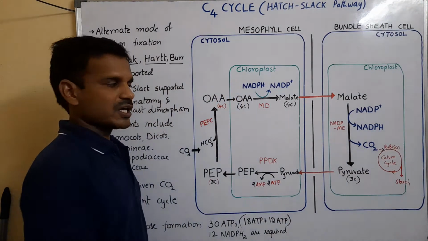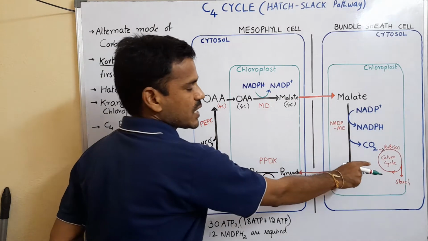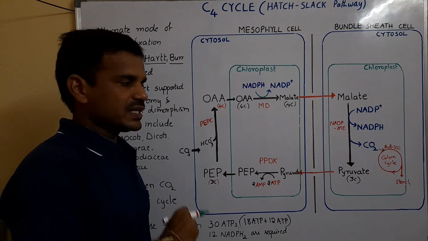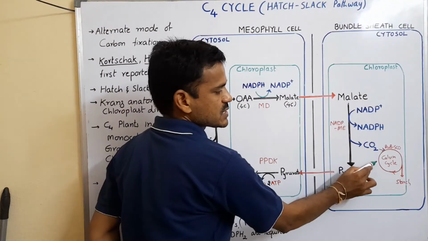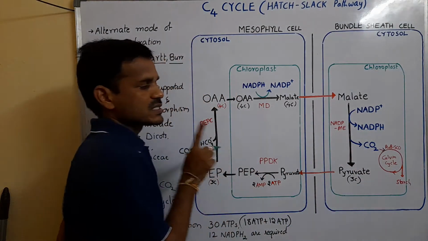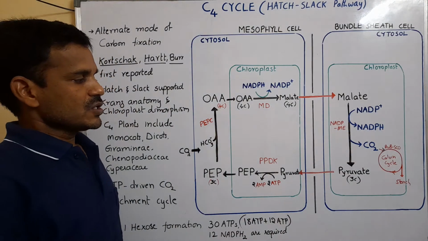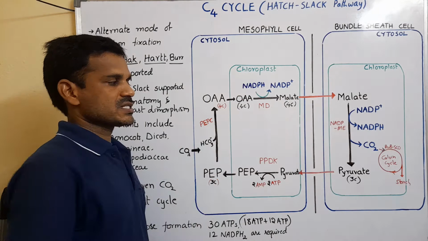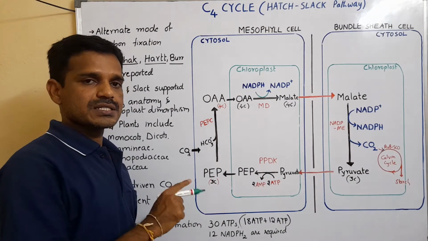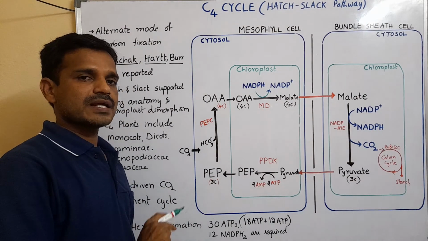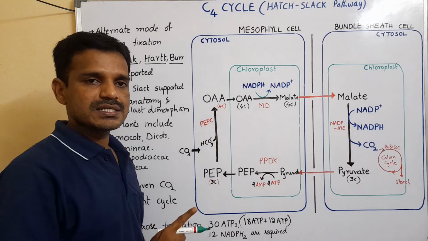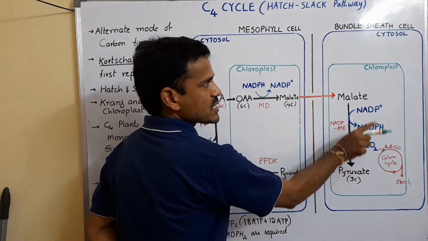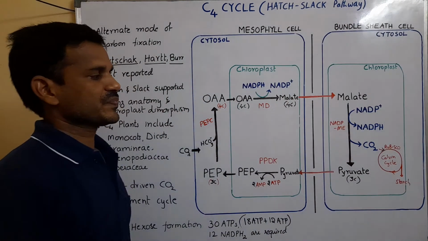The Calvin cycle is also taking place in the bundle sheath cell chloroplast. So in the C4 cycle, the C3 cycle is also a part. The C3 cycle is taking place in the C3 plants as well as in the C4 plants. In CAM plants also it is taking place. So in C3 plants, C4 plants, and CAM plants, the C3 cycle occurs. Here the C3 cycle occurs in the chloroplast of bundle sheath cells.